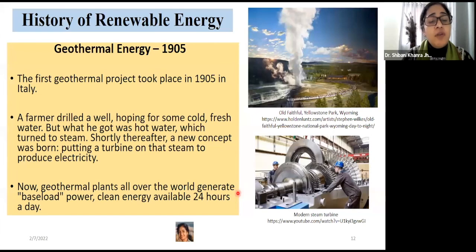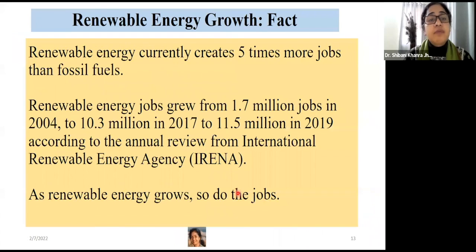Now, if we look at the worldwide status of geothermal plants, we can find here that geothermal energy is responsible for contributing baseload power, clean energy which is available 24 hours a day.